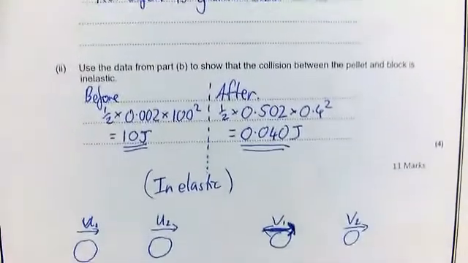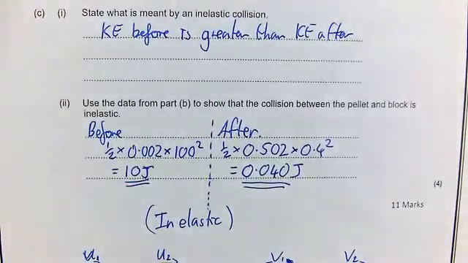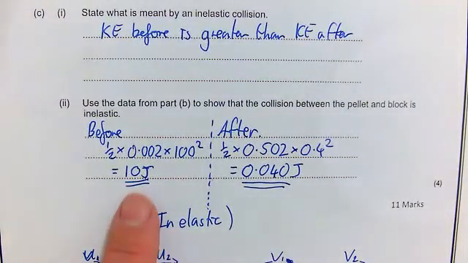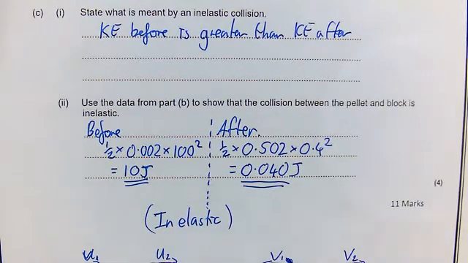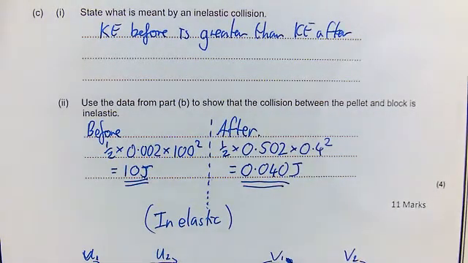What is in the syllabus is the idea that in an inelastic collision, kinetic energy before is not the same as kinetic energy afterwards. Some is lost. For an elastic collision, the total kinetic energy of everything before is equal to the total kinetic energy of everything afterwards, okay? Does that make sense? Yeah, thank you. Okay.